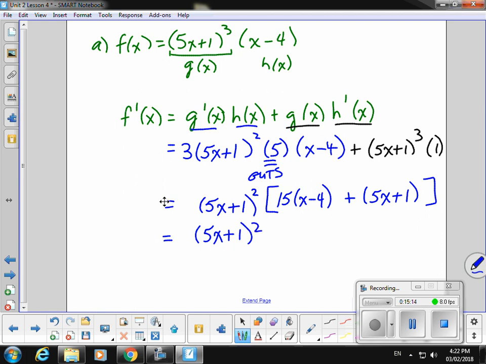Okay, I'm just going to tidy that bracket up a little bit because it is a little bit hideous. I've got 15x subtract 60 plus 5x plus 1. So I have 20x. Subtract 60 plus 1 is subtract 59. There, best answer. Let's try the second one.